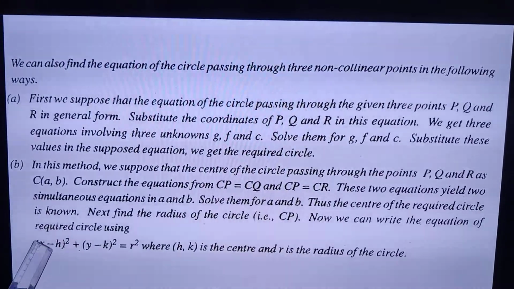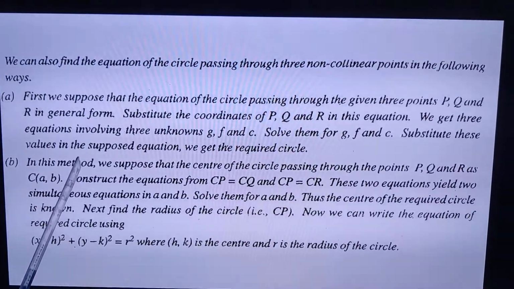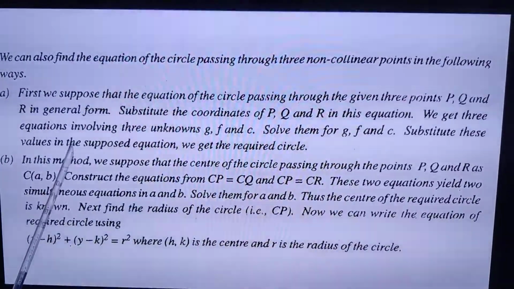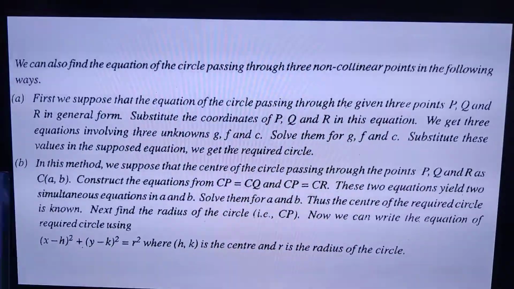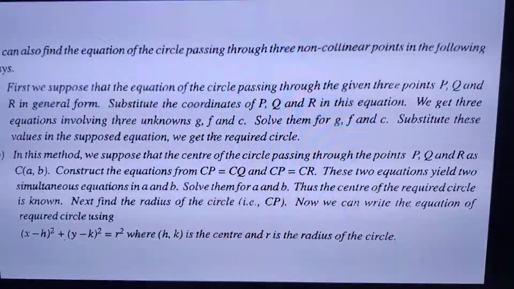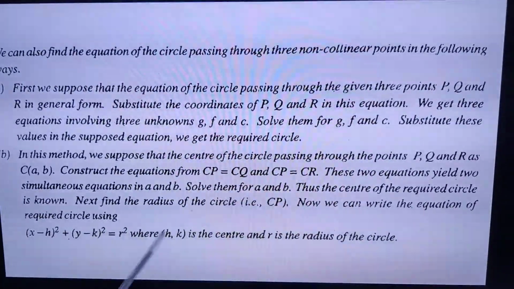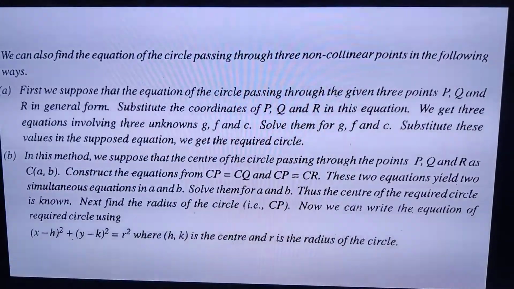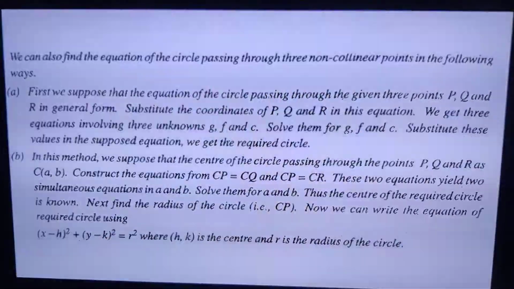There is also another method. In the first year, we learn the circumcenter and orthocenter topics in the chapter on straight lines. Now, in this method, we suppose that the center of the circle passing through the points P, Q and R is C(a, b). Then, if C is the center and P, Q, R are any 3 points on the circle, we have CP is equal to CQ is equal to CR.